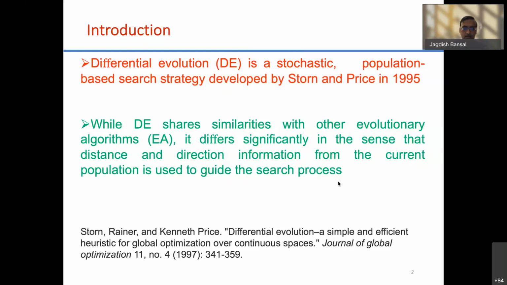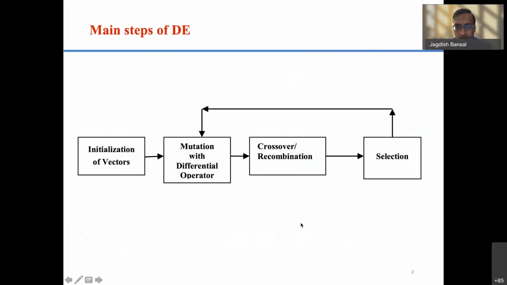You can see here on the bottom, this is the basic paper in which this algorithm was first published. It was actually introduced by Storn and Price in 1995, but the first publication came in 1997 in this paper. So this is the basic framework of this algorithm. First of all, initialization of the vectors, the solutions, right? A population of solutions, and then the mutation with differential operators. Mutation, as I said, uses the differential. So these differentials are used in mutation.